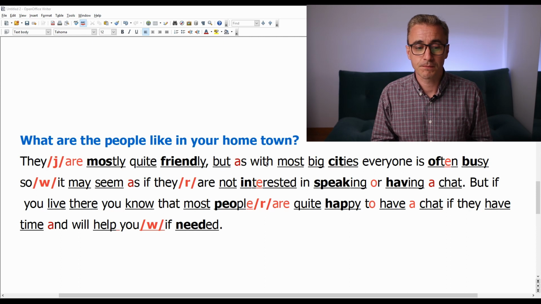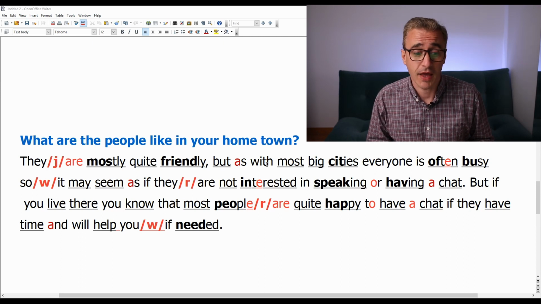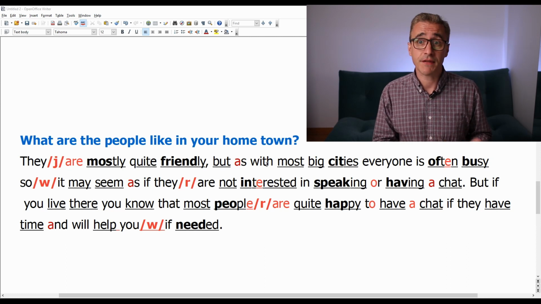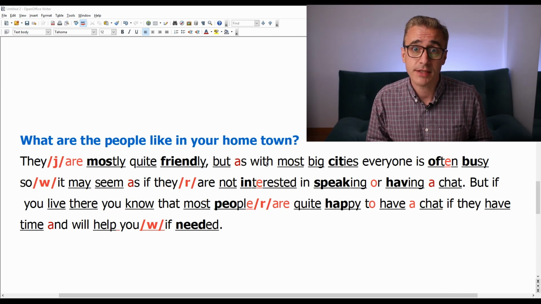Very good. But if you live there, you know that most people are quite happy to have a chat if they have time and will help you if needed.